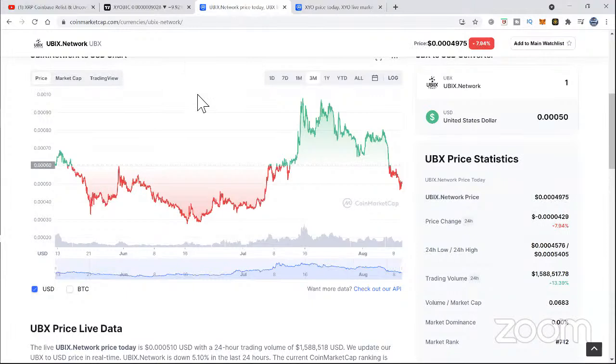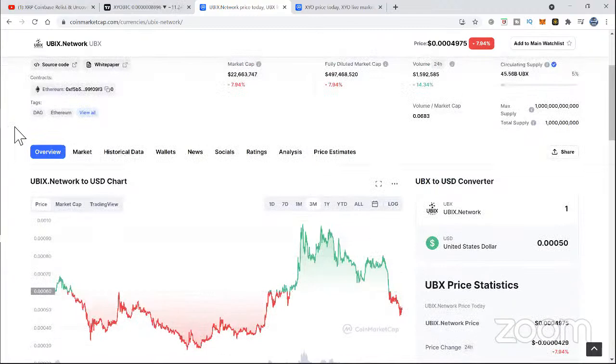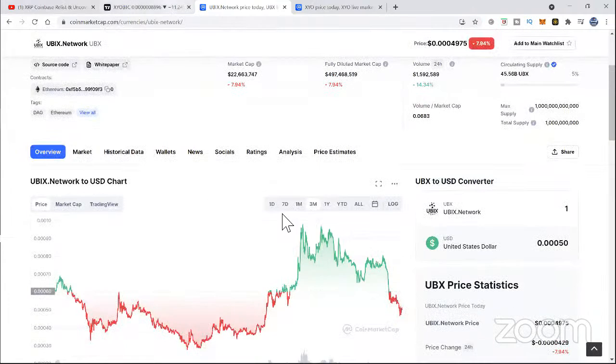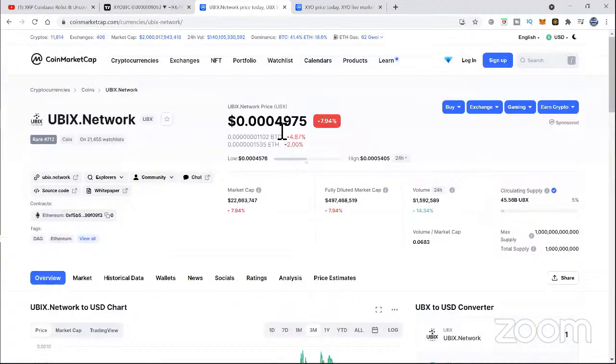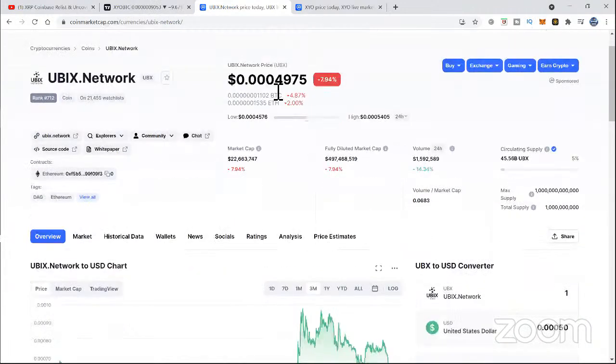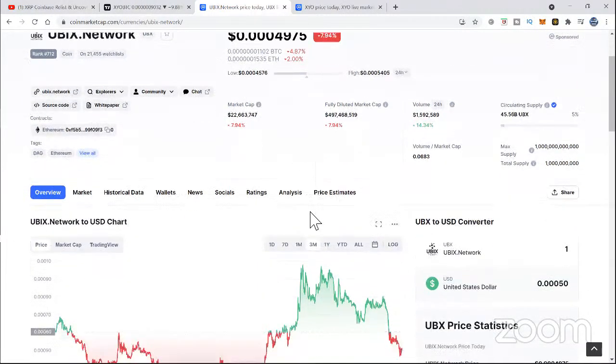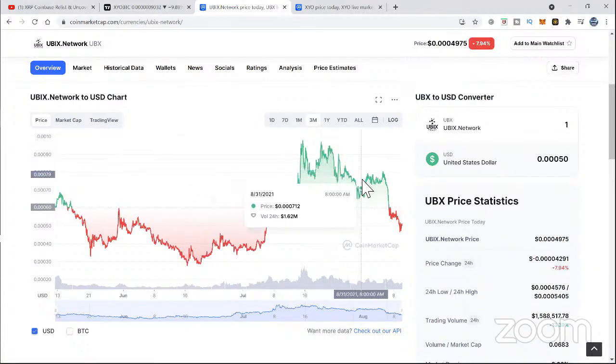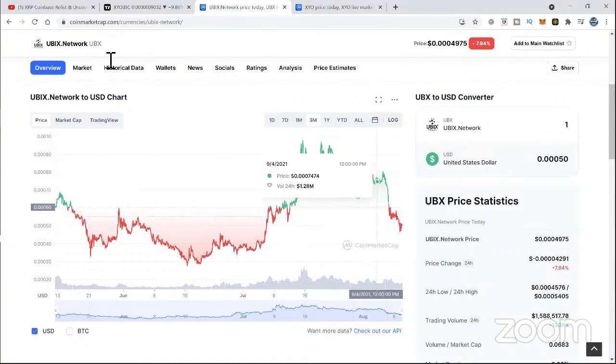Let's go to UBX. Okay, so UBX is about to do what XYO has already done, in my point of view. All right, so UBX right now is at 000. It had gone to another digit 001, and then it rebounded a 50% retrace. So we hit pretty much 001 and then it rebounded from there.